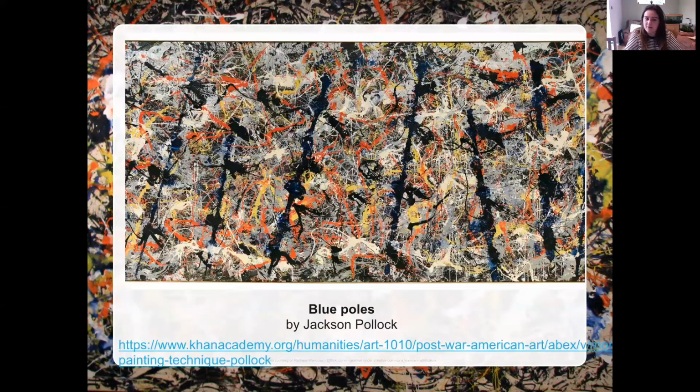Okay, and then we have this picture here. This one is called Blue Poles. Very simple titles, very simple names for his pictures, but it gets you starting to think about why he has drawn these blue poles. What else can you see going on in between the blue poles?